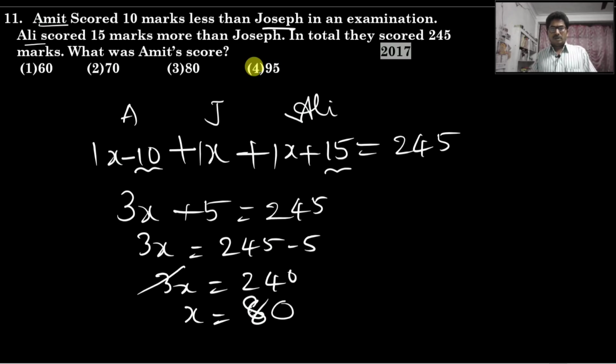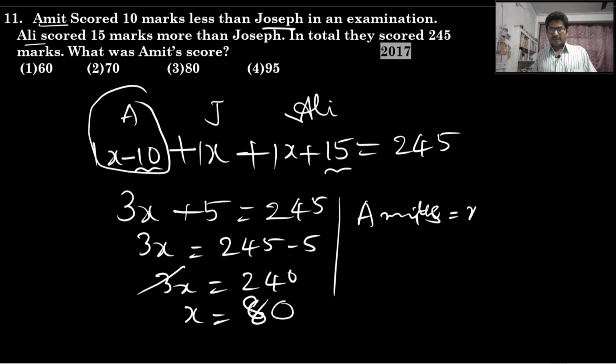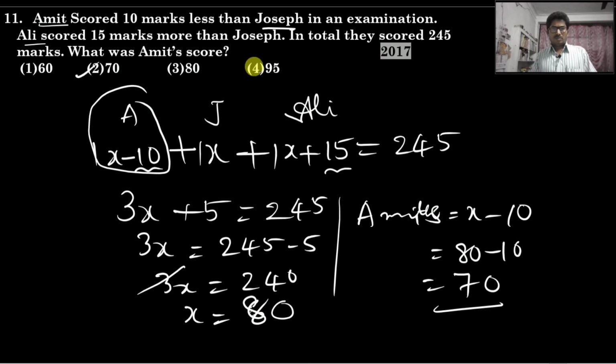So here we have to find what was Amit's score. Amit's is X minus 10. So Amit's is X minus 10, 80 minus 10, so 70 marks. Option 2.